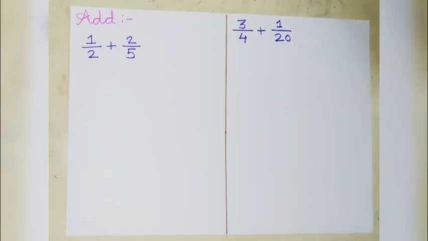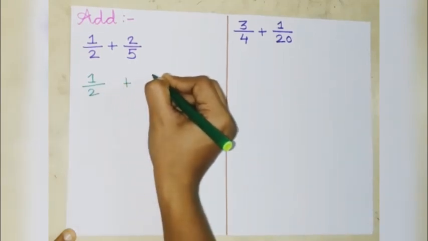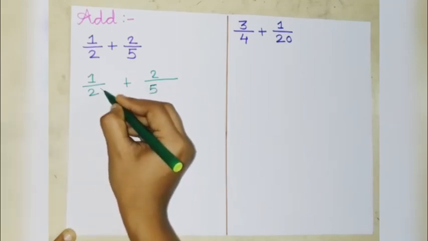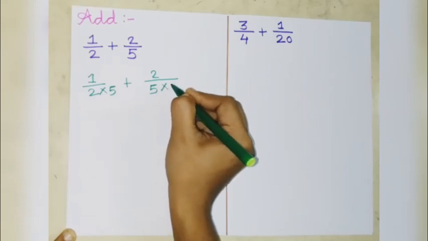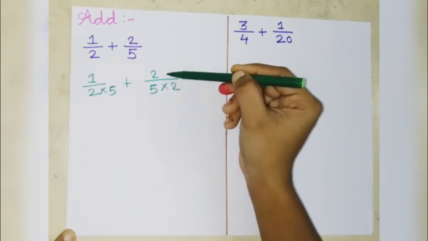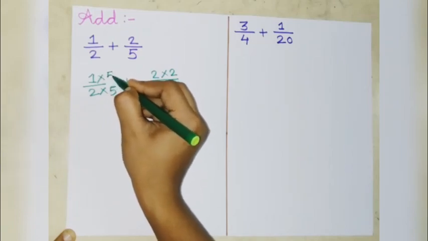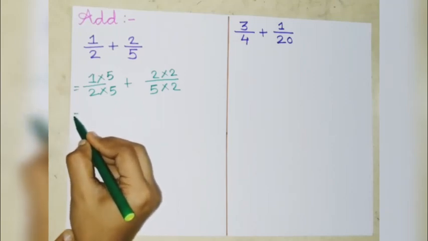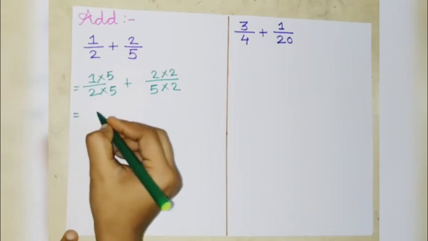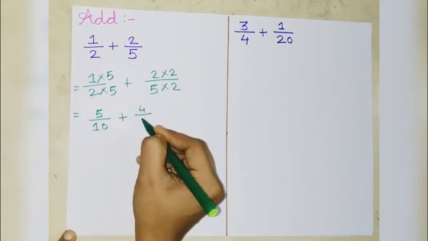So children, which number is coming in the table of 2 and 5? Here, the smallest common multiple of the two denominators is 10. Means 10 we will bring in the denominator, multiply by 5, multiply by 2. 2 5s are 10, 5 2s are 10. But children, whatever we do for the denominator, the same thing we will do for the numerator. So here we will multiply by 2, and here also we will multiply by 5. Now start the multiplication. 5 ones are 5. 2 5s are 10. Plus 2 2s are 4. 5 2s are 10.